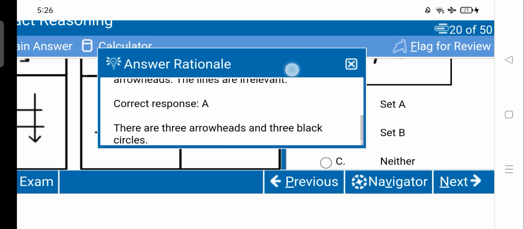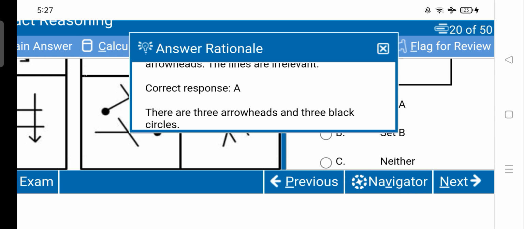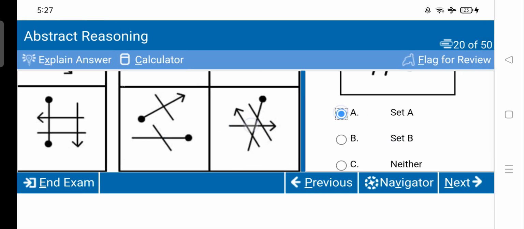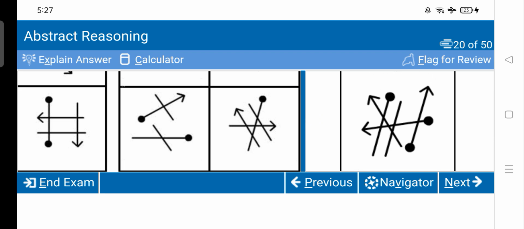So rules are the same, and the correct option we have is option A, as there are three arrowheads and three black circles. So that's how we have the correct response, option A, which is set A. So this test shape belongs to set A.